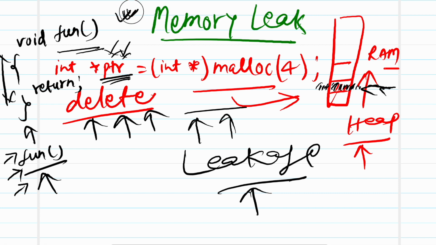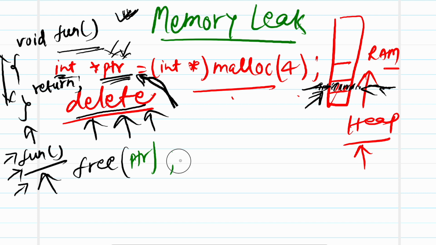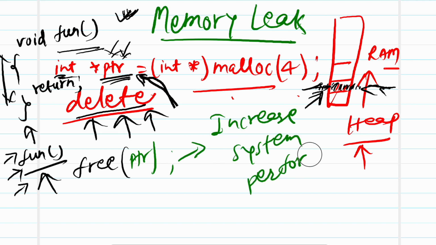To overcome this memory leak, you should always delete or free up these memories using the free function. When you write, before this return statement, this free function here, it will delete your dynamically allocated memories, and this will increase your system performance, right?